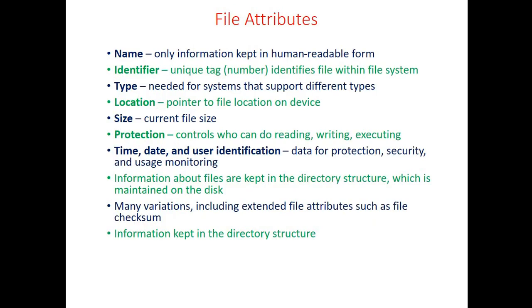There are various attributes for identifying a file. A file is identified by a name. This name is in human readable form. Every file will have an identifier. This is nothing but a unique tag used by the file system to identify the file in the system. Type is needed for systems that support different types of files. Location is a pointer to a file location on the device. Size represents the size of the file.